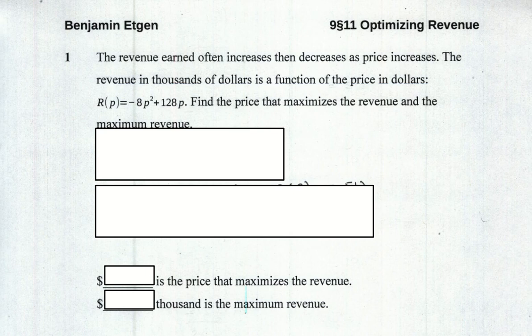So here's our formula. This is a downward opening parabola. I know that because the coefficient of the squared term is negative. And that makes sense. It goes up and then down. Well, that's the definition of downward opening. It says find the price that maximizes the revenue and the maximum price. This is a function, and this new notation here is brand new.